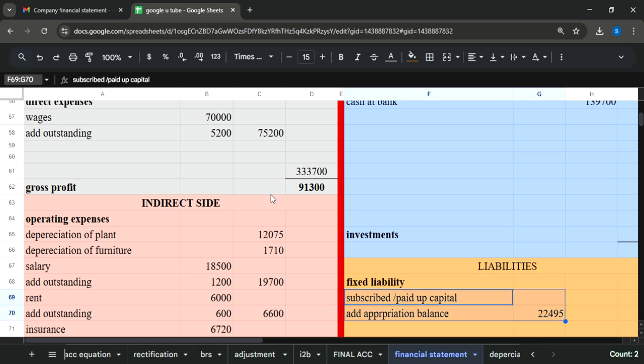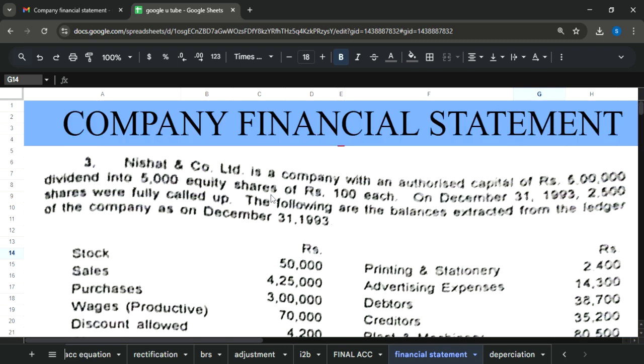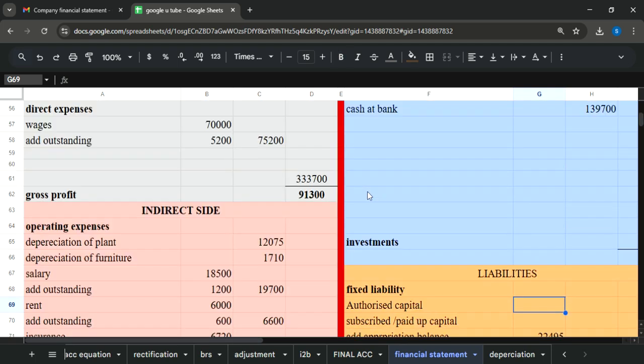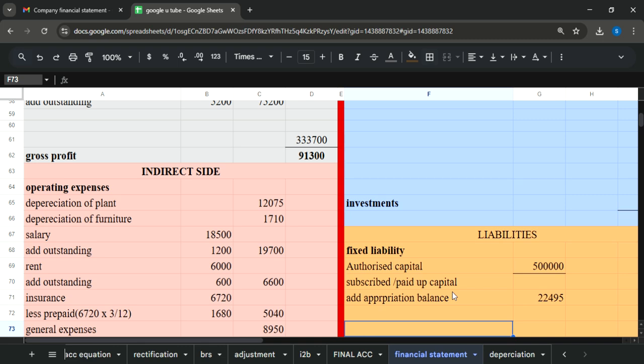But please note it down. It is also important to write authorized capital as well. So here we will mention authorized capital. But this authorized capital would not be added anywhere. So 5,000 shares of 100 each. How much would be the amount? Look here, 5,000 number of shares multiplied by 100. This would be authorized capital, and we are going to bound it. That means this authorized capital would not be added in liabilities, just for the information.